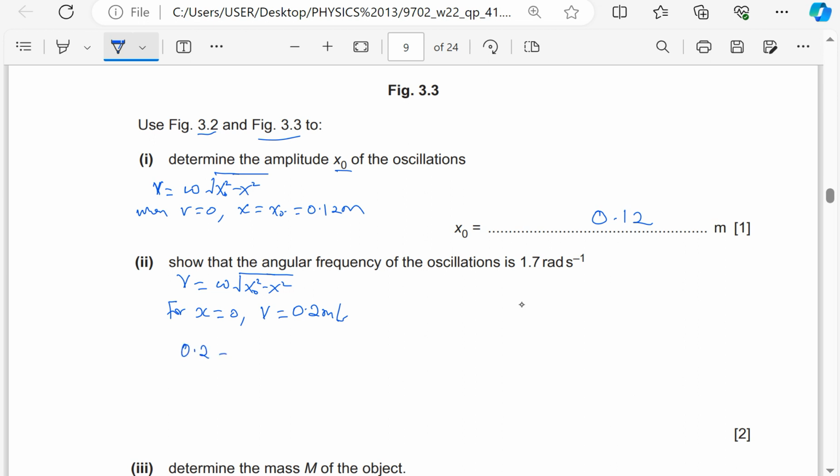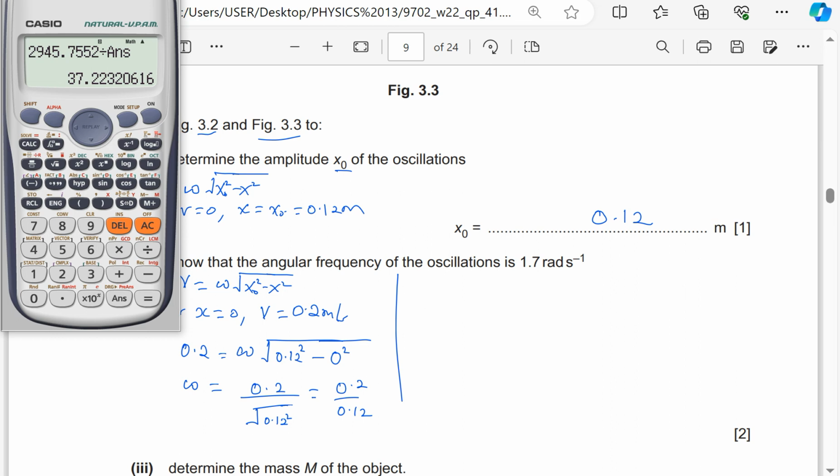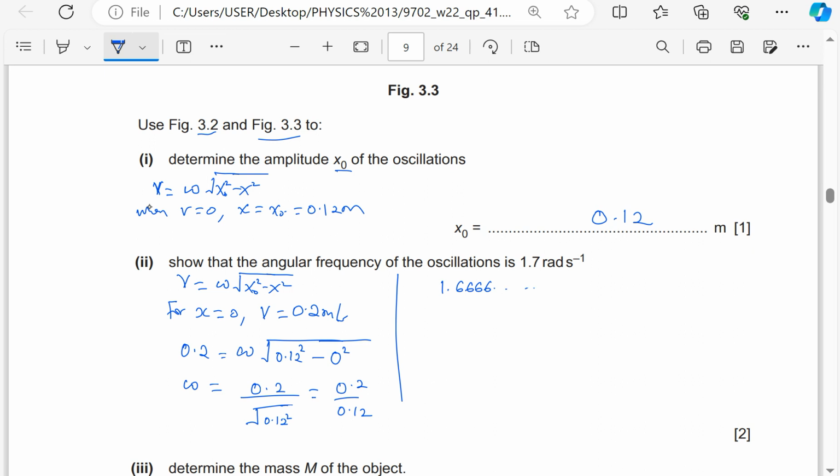So I'll say 0.2 equals omega square root of x naught, which is 0.12 squared, minus x, which is 0 squared. So when I make omega the subject, omega is equal to 0.2 divided by the square root of 0.12 squared, which is the same as 0.2 divided by 0.12. You could even use the one of energy to find omega if possible. So I have 0.2 divided by 0.12, which is 1.66 recurring. So this is approximately 1.7 radians per second.